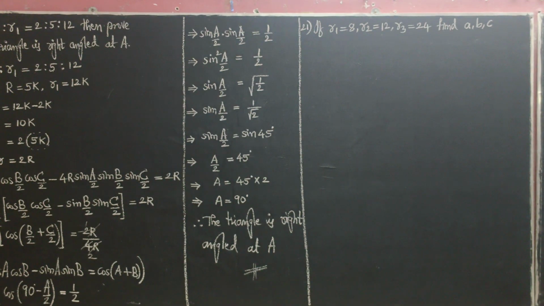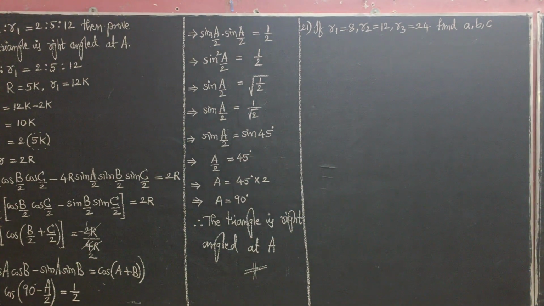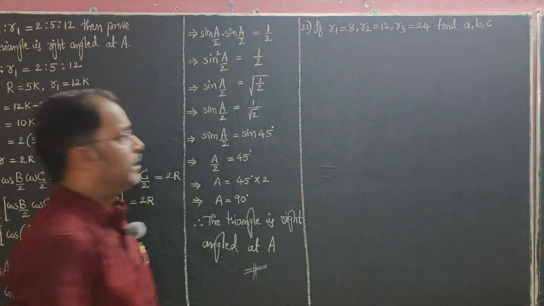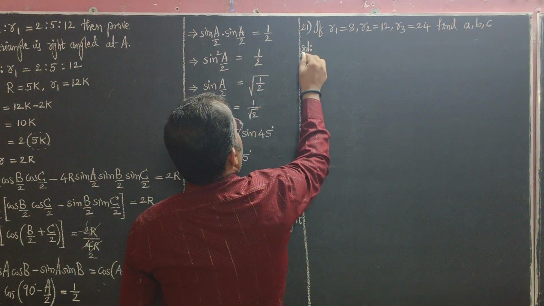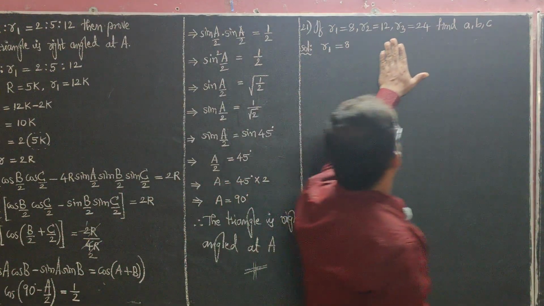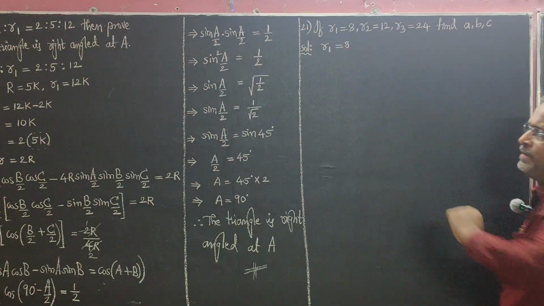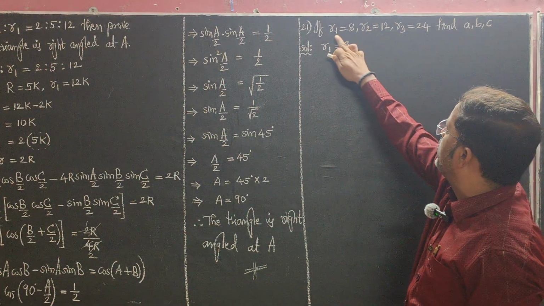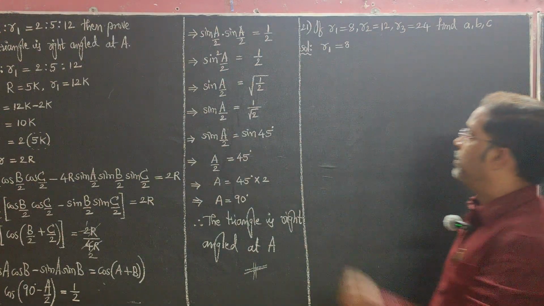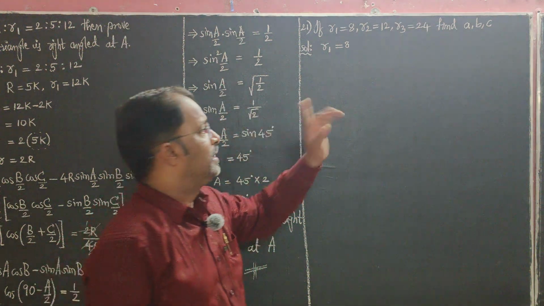Next problem is: if small r1 equals 8, r2 equals 12, r3 equals 24, find small a, small b, small c. Okay, solution: the given values, first of all, r1 equals 8, r2 equals 12, r3 equals 24, then find a, b, c. See, the previous problem is the same as it is, previous r-term problems: r1, r2, r3 is there, r is missing. In previous problem r1, r2, r3 is there, find a, b, c.